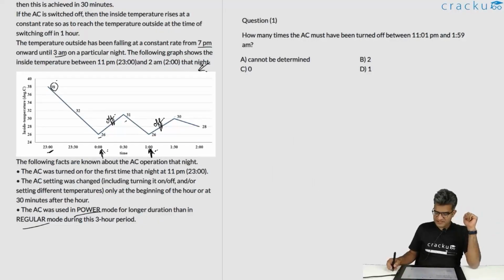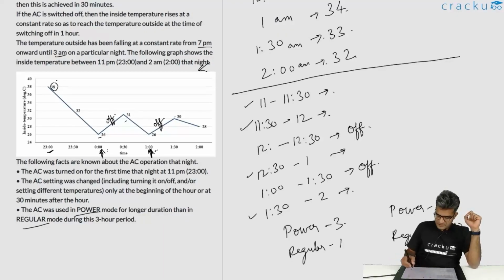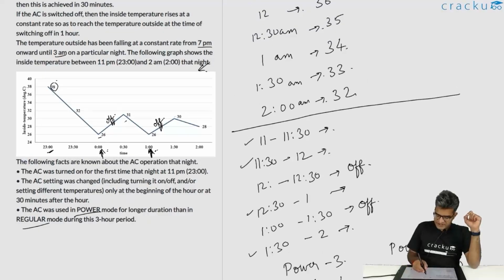How many times was the AC turned off between 11:01 and 1:59? There are 2 times the AC was switched off. In those 2 times, the temperature in the room increased, and only when the temperature increased do we know that the AC is switched off. So that happened at 12 and it happened at 1. What was the temperature outside in degrees centigrade at 1 a.m.? At 1 a.m., the temperature outside was 34.